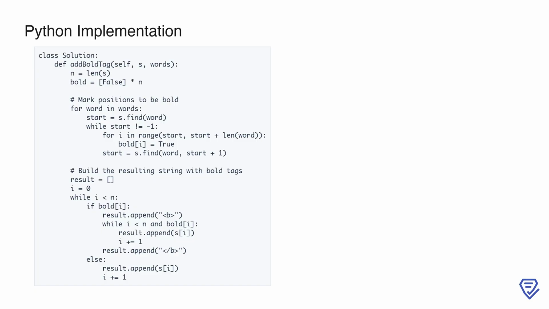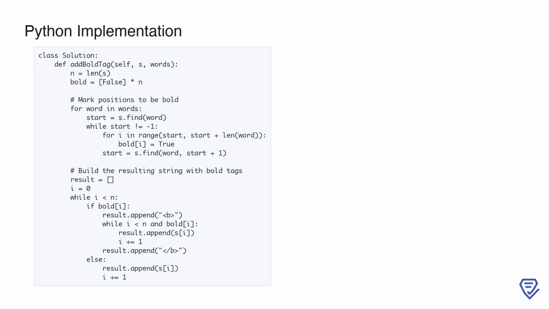First, we determine the length of the string S and initialize a list called bold with the same length, filled with false. This list will help us track which characters in the string should be bolded. Next, we iterate through each word in the words list. For each word, we use the find method to locate its position in S. If the word is found, we mark the corresponding positions in the bold list as true.